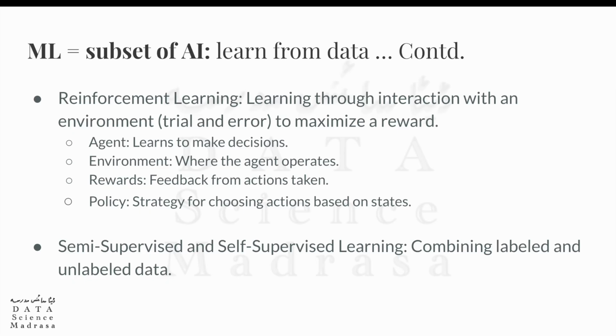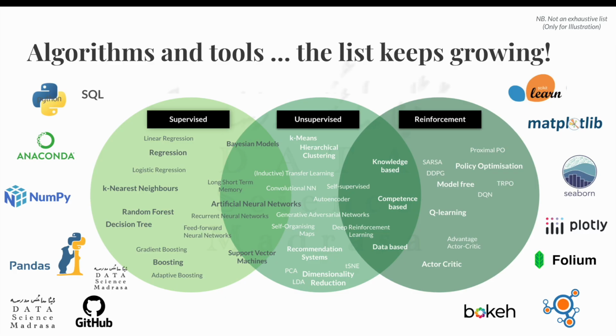Semi-supervised and self-supervised learning is where we combine labeled and unlabeled data to build models. And because algorithms and tools are released so often, this list keeps growing. And of course, we need to be more realistic when we're starting out to have a list that is doable, and we can of course learn this on the job as we start practicing data science.